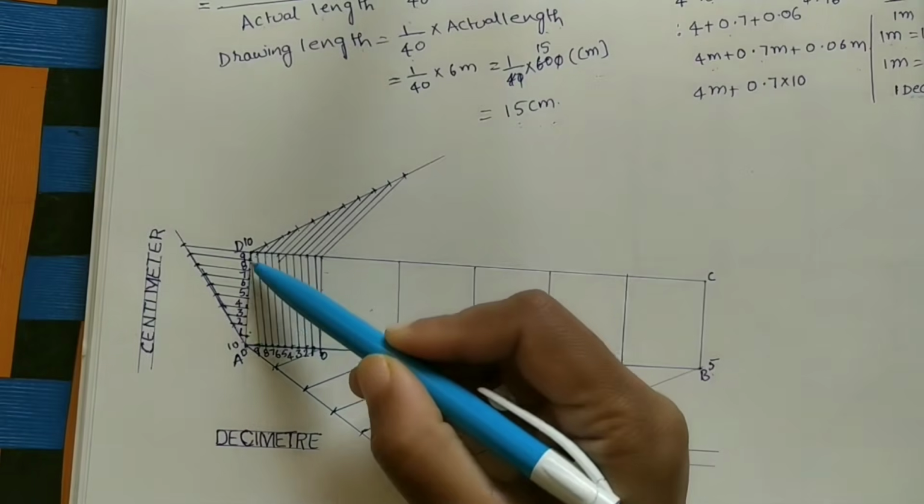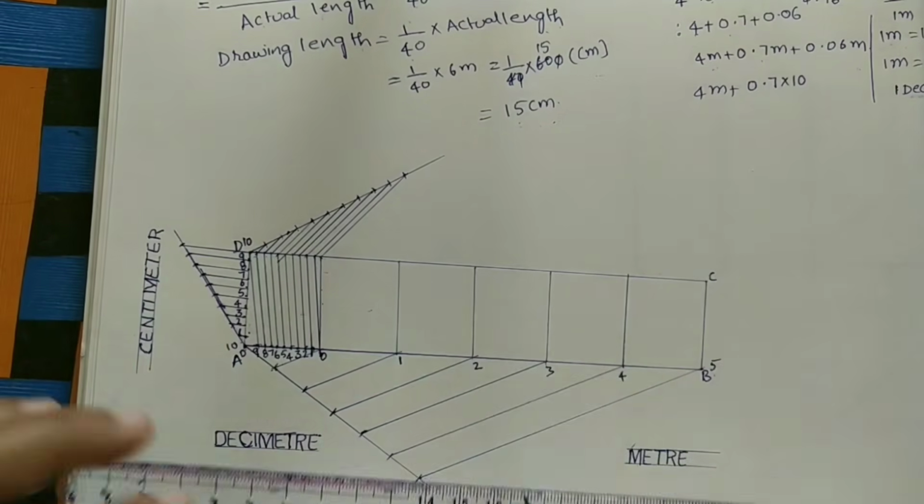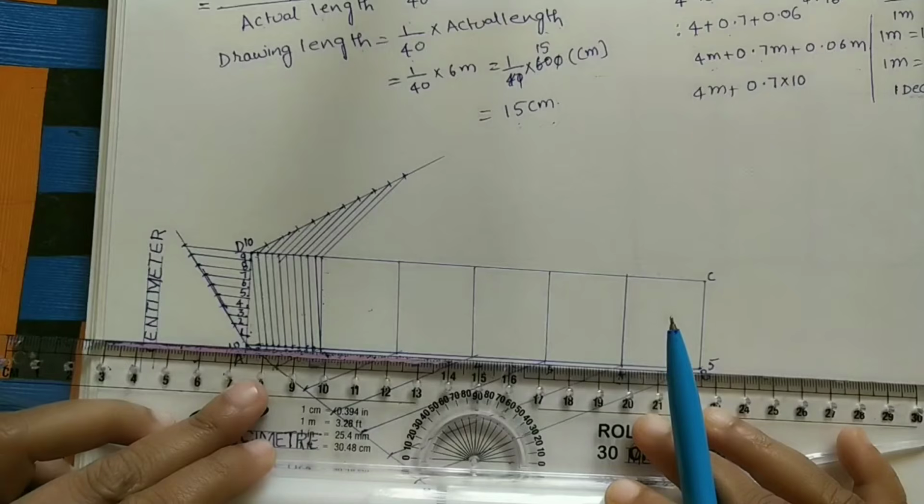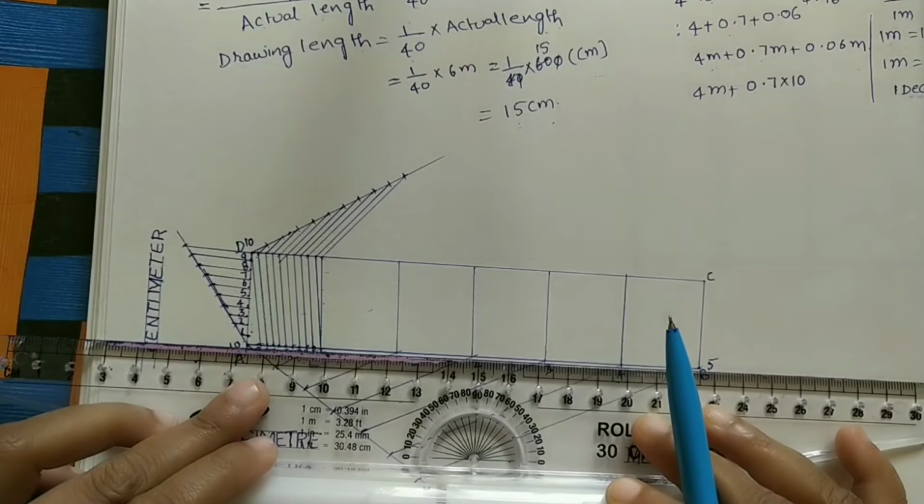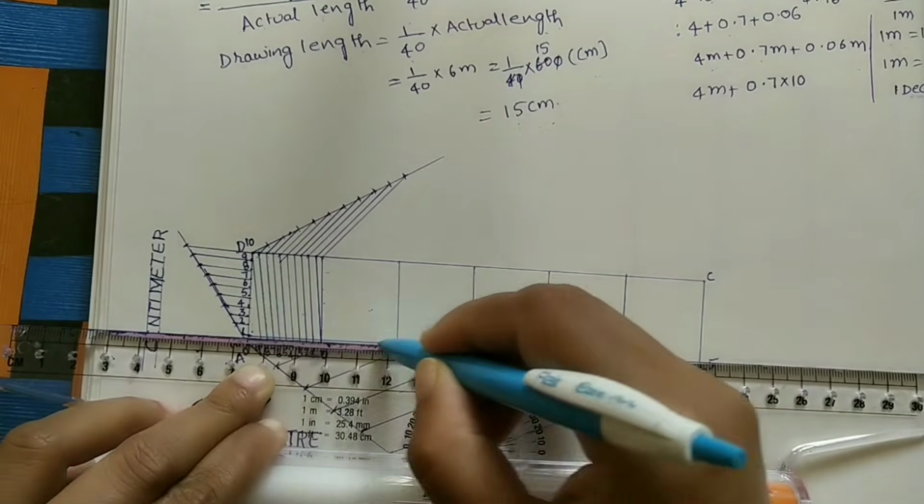So after getting the points here, at all the points do the parallel lines. Take this as the reference line. At 1 do the line.